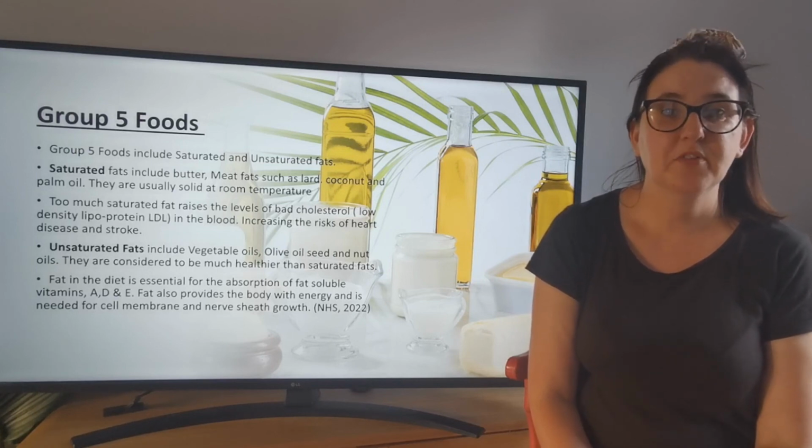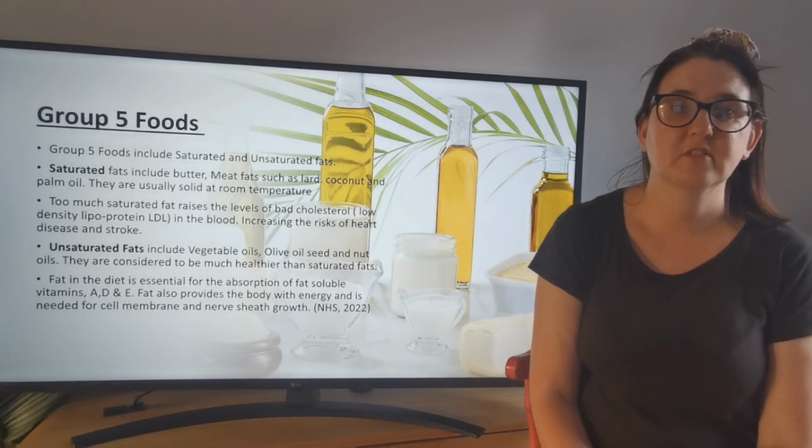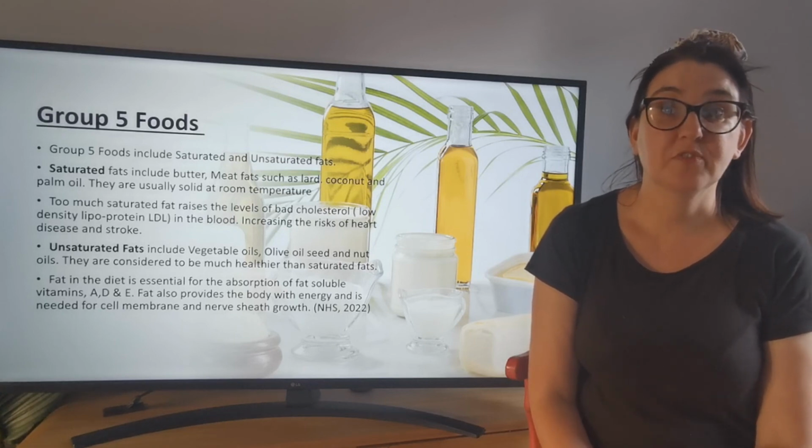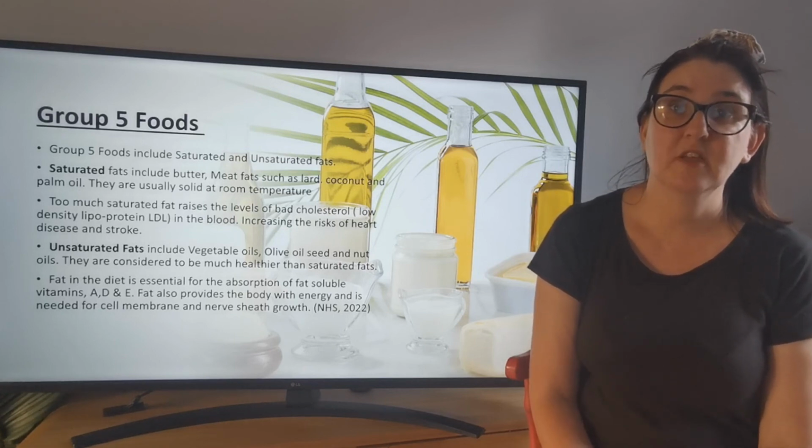These are considered much healthier alternatives to saturated fats. Fats in the diet are essential for the absorption of fat-soluble vitamins and energy.